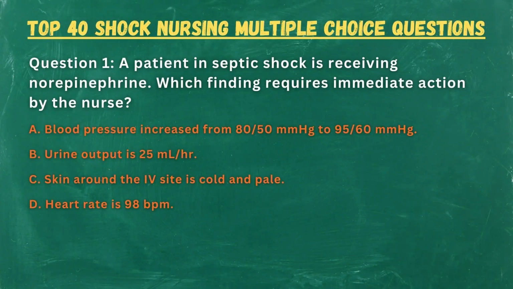Question 1. A patient in septic shock is receiving norepinephrine. Which finding requires immediate action by the nurse? A. Blood pressure increased from 80 over 50 millimeters of mercury to 95 over 60 millimeters of mercury. B. Urine output is 25 milliliters per hour. C. Skin around the IV site is cold and pale. D. Heart rate is 98 beats per minute.